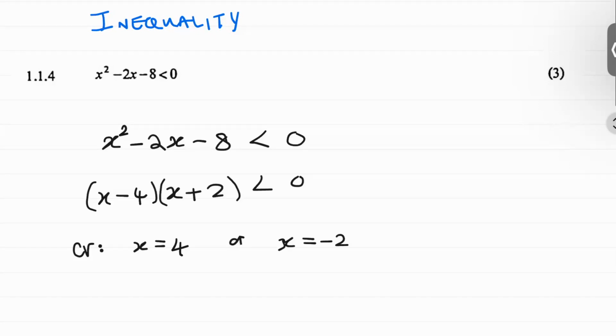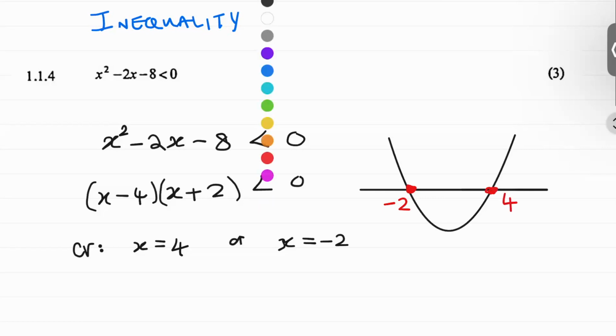Right, at this point now, I want you to draw a parabola for yourself, right? Because quadratics can be represented with this shape over here. And then for the smaller x value, put in negative 2. For the bigger x value, put in 4. Okay, they are asking, where is this quadratic less than 0? Okay, everything less than 0 would be the things that are below this x-axis. So it's this part of the parabola.